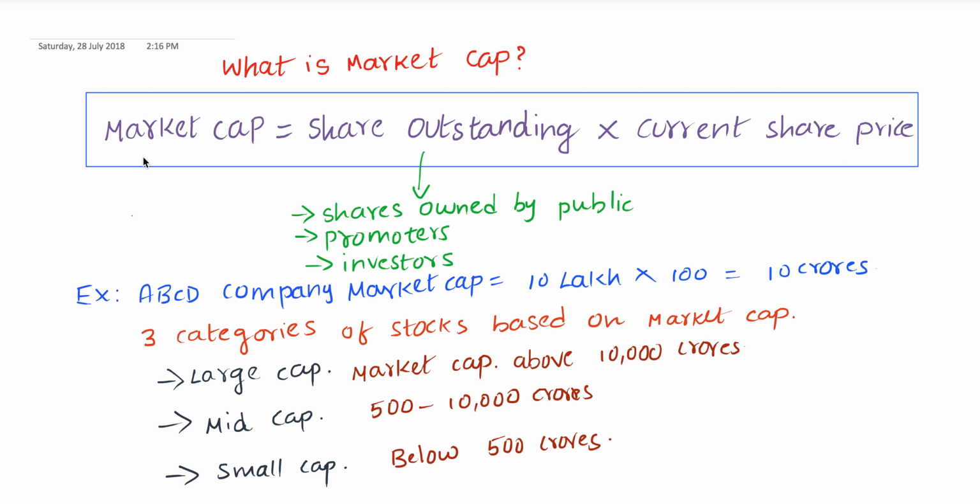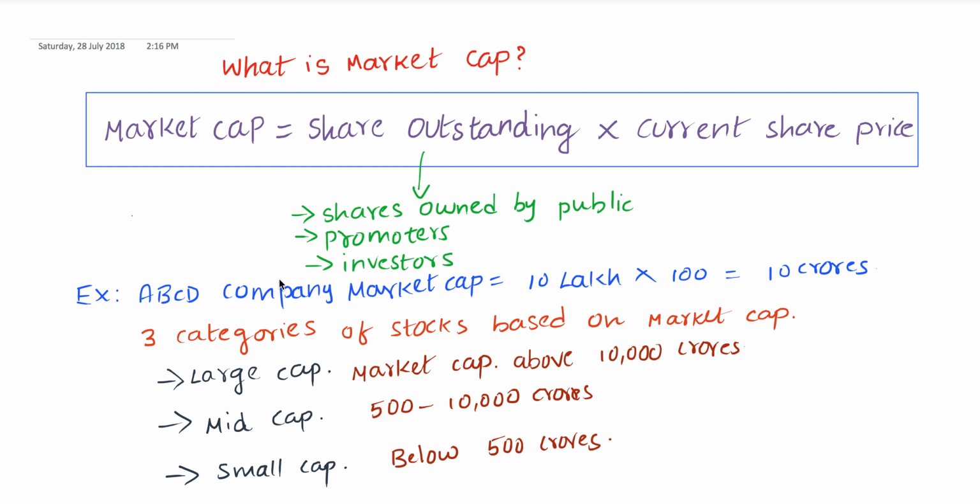Now we will try to explain that with an example. If you want to calculate the market capital of ABCD company, then ABCD company market capital is equal to total shares outstanding, 10 lakh, into current share price, 100. So 10 lakh into 100, the total market capital of that company is 10 crore rupees. This is the way by which we can calculate the market capital of a company.